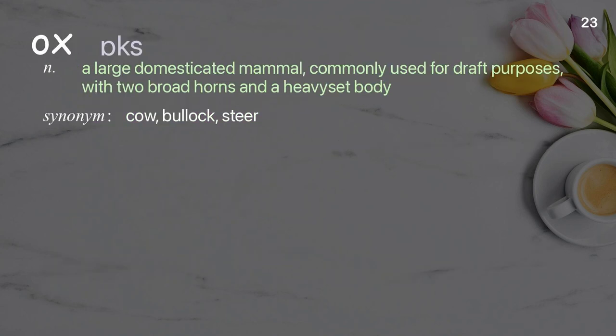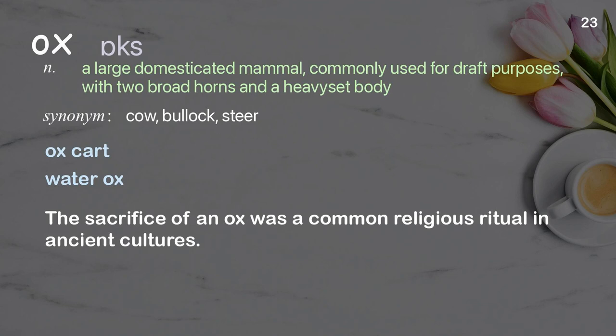Ox. A large domesticated mammal, commonly used for draft purposes, with two broad horns and a heavy-set body. Examples: ox cart, water ox. The sacrifice of an ox was a common religious ritual in ancient cultures.